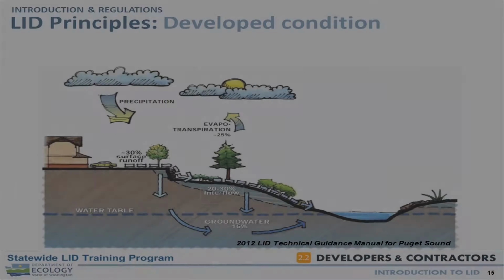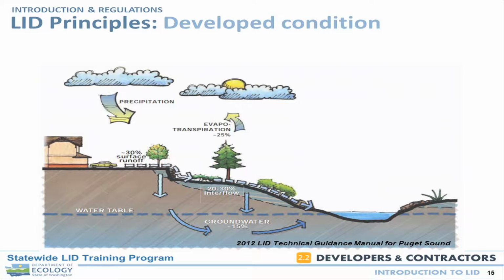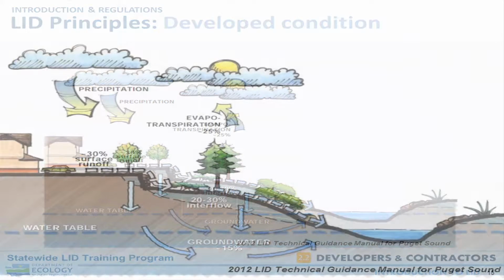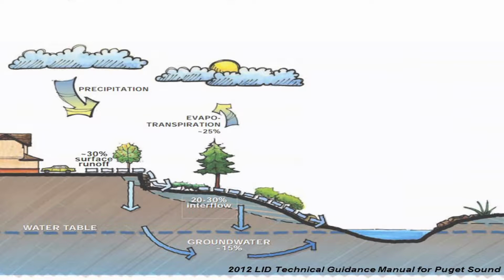When we have development, we turn that into significantly lower amounts of evapotranspiration. We have less vegetation, so we have less evaporation. We have much higher levels of impervious surface. That leads to less infiltration, less groundwater recharge, more runoff, and potentially transportation of pollutants into water bodies.